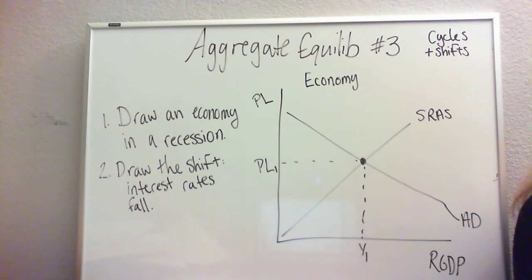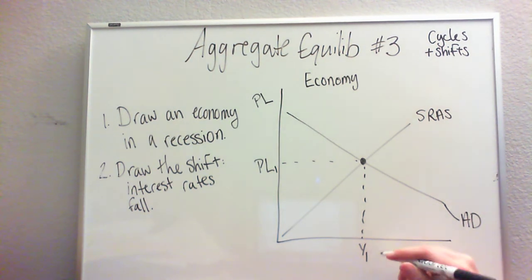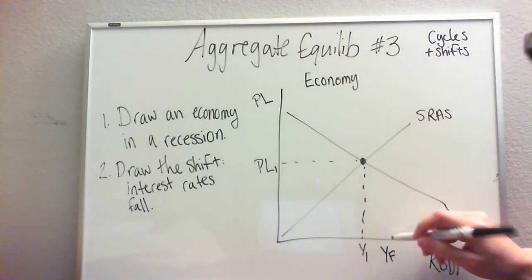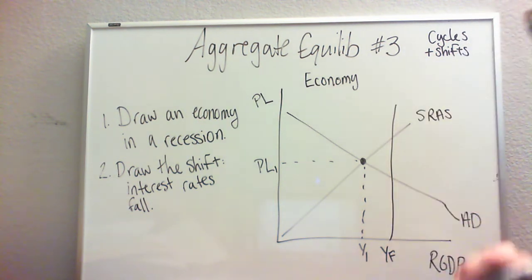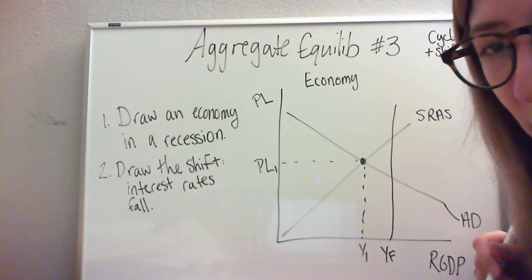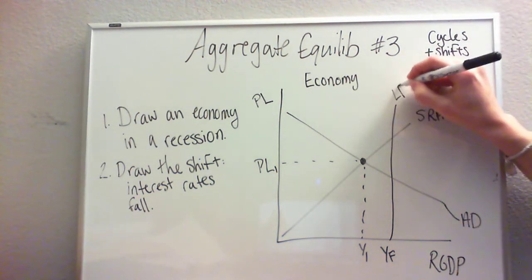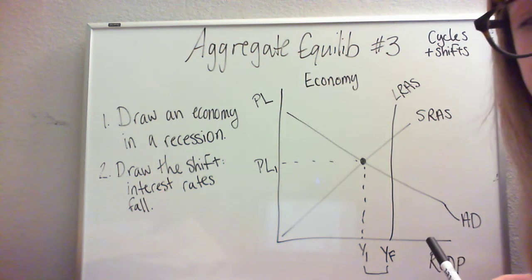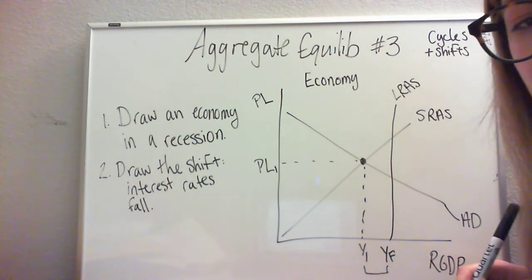Okay, so in a recession, the economy is producing less than full employment output, right? So your full employment output is at a higher quantity than it was during the recession, okay? And long-run aggregate supply always lines up with YF. And that's your recessionary gap. Okay, cool.